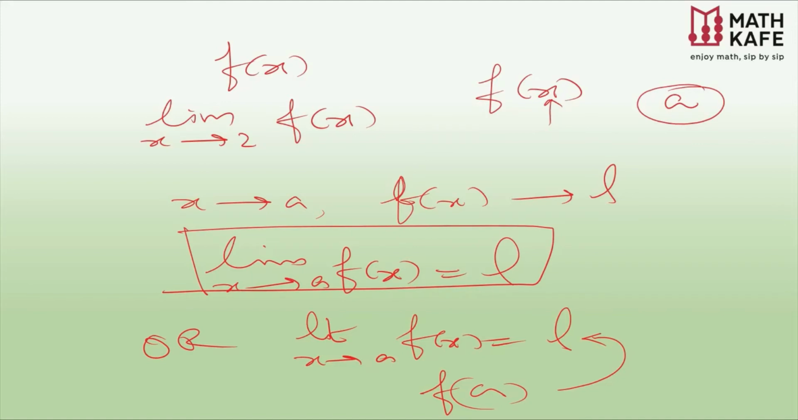Whenever limit x approaches a of f of x, we write it as limit x tends to a of f of x is equal to L, and this is not the same as f of a, or the value of the function at x is equal to a.